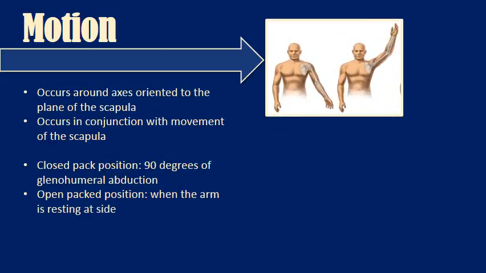The closed-packed position of the AC joint occurs when the glenohumeral joint is abducted to 90 degrees. The open-packed position is undetermined but generally considered to be when the arm is resting by your side.